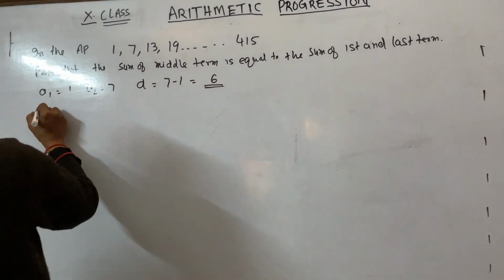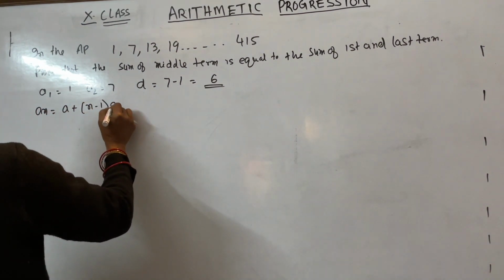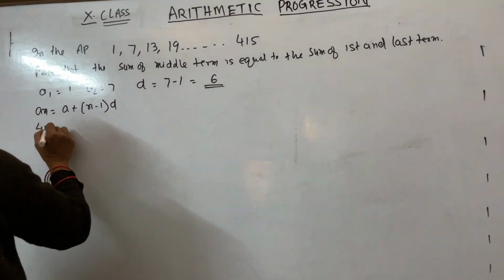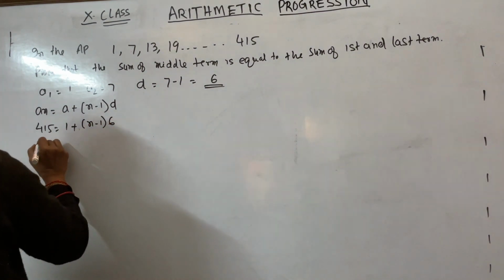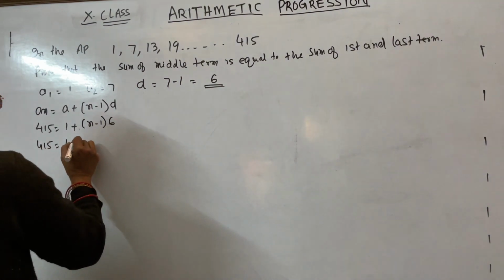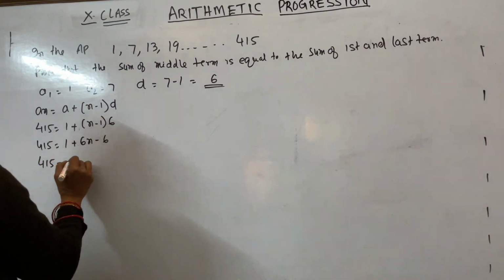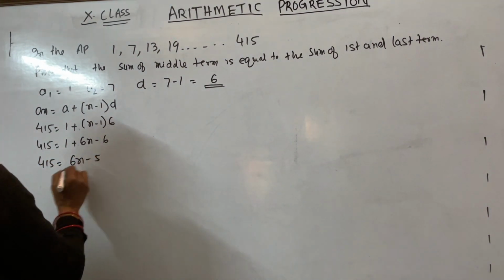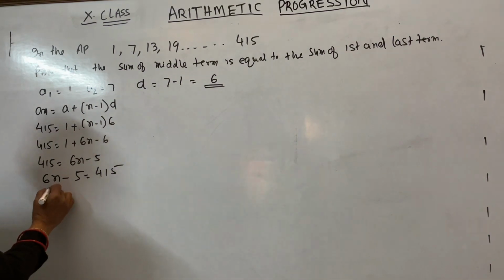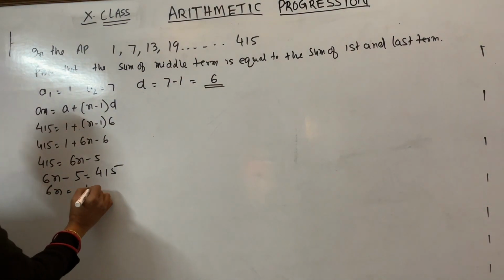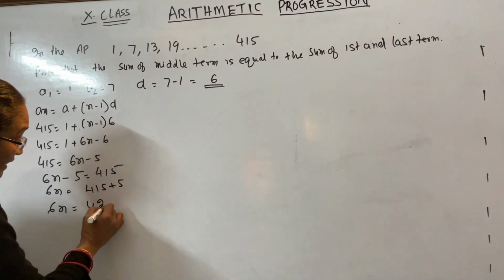That is our common difference. Now let's find how many terms are there. The nth term is A plus n minus 1 into d. The nth term is 415, A is 1, plus n minus 1, d is 6. That is 415 equals 1 plus 6n minus 6. So 415 equals 6n minus 5. That is 6n minus 5 equals 415, isn't it? 6n equals 415 plus 5. That is 6n equals 420.